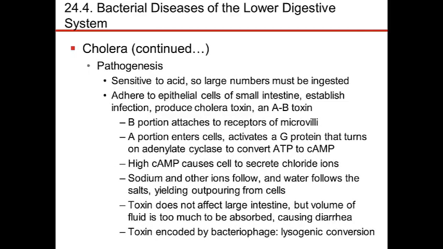Cholera is a toxin-mediated disease. The watery diarrhea is caused by a potent protein enterotoxin that's released by cholera vibrio in the small intestine. Once established, the organism produces cholera toxin, which is a classic A-B toxin. The B part binds to a glycolipid on the surface of epithelial cells, and it delivers the A subunit into the cytosol.